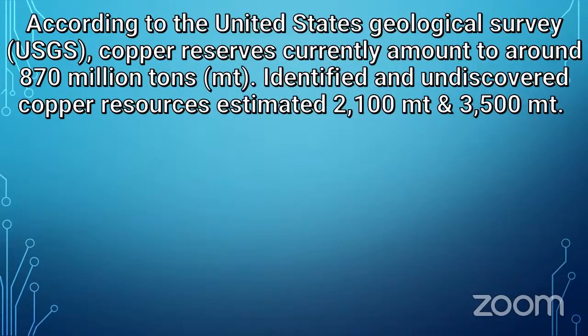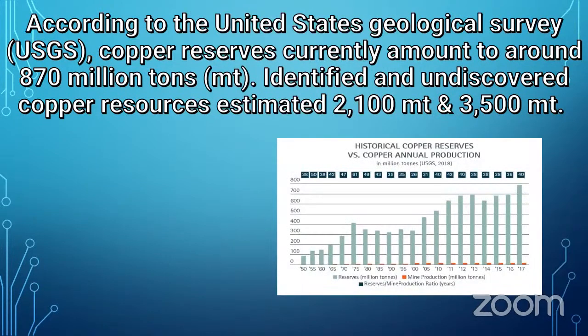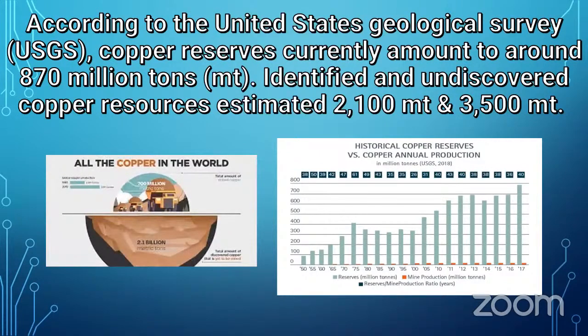Again, steel and copper are the main components of the transformers. According to the United States Geological Survey, copper reserves currently amount to around 870 million tons. Identified and undiscovered copper resources are estimated to be 2,100 million tons and 3,500 million tons. This graph shows we have plenty of copper in this country. The problem we have is getting to it. Worldwide, same thing. We have plenty of copper worldwide, but there are issues of how to get to it. In our country it has mainly to do with regulation and litigation, making it difficult to get to the resources that we have.